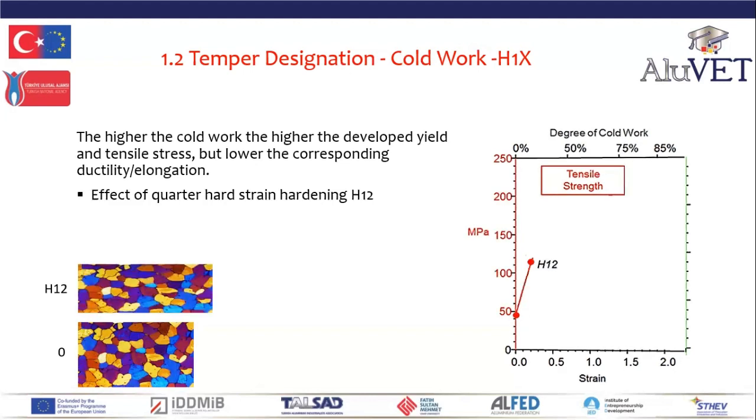Now, in this slide, we've got a micrograph of an alloy that has been strain hardened to a quarter hard condition. Quarter hard is a minimal amount of strain hardening. Note that the grains have been deformed, so they're elongated, and also note that their deformation has resulted in an increase in strength. So please note the H12 plot on the graph.